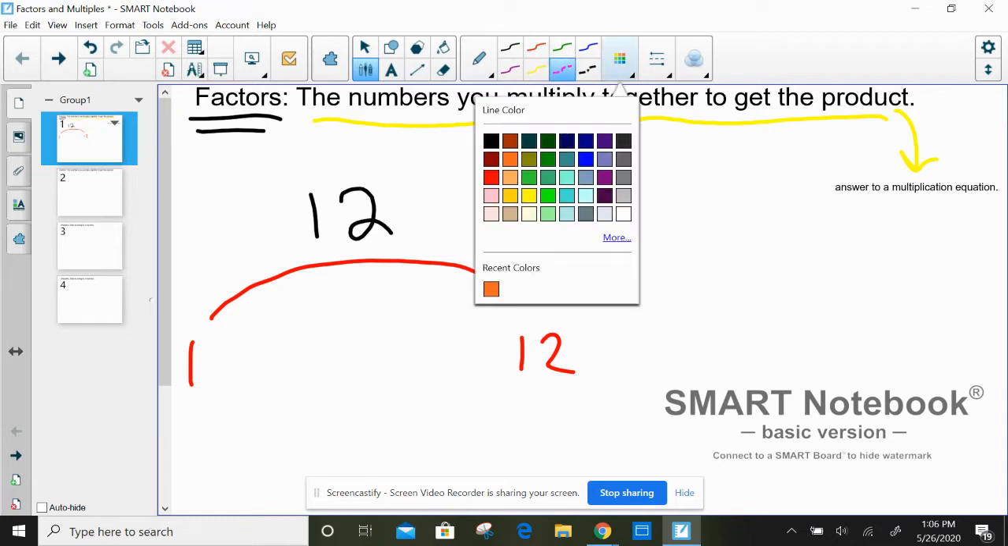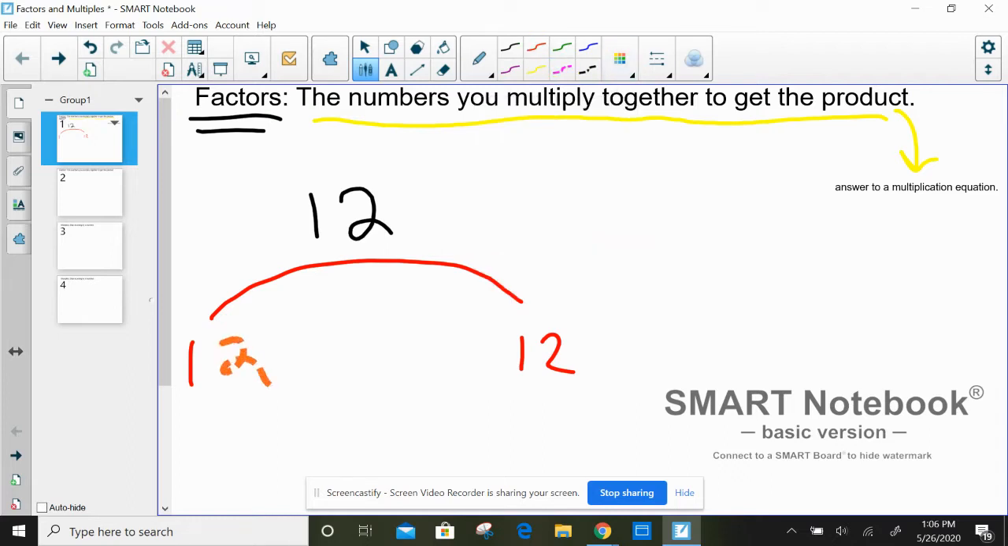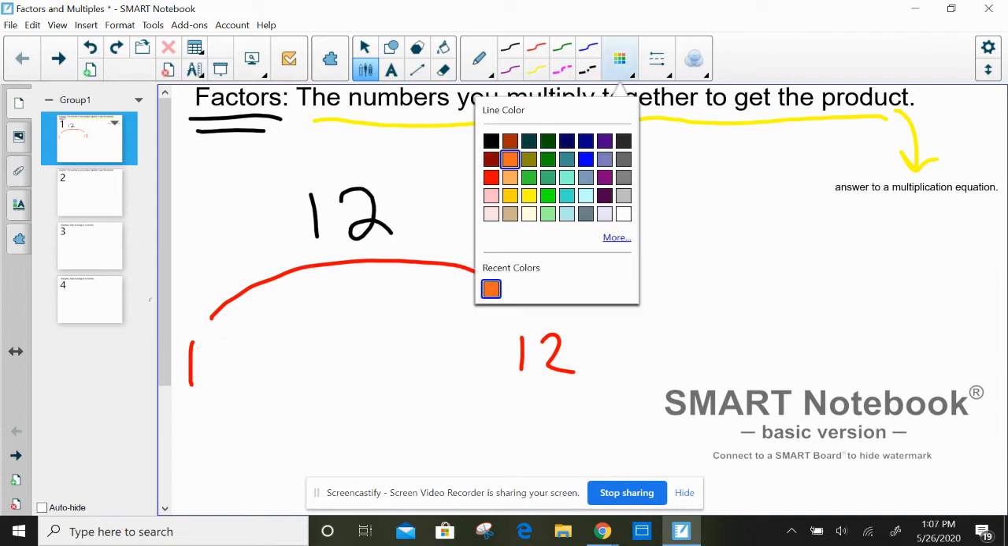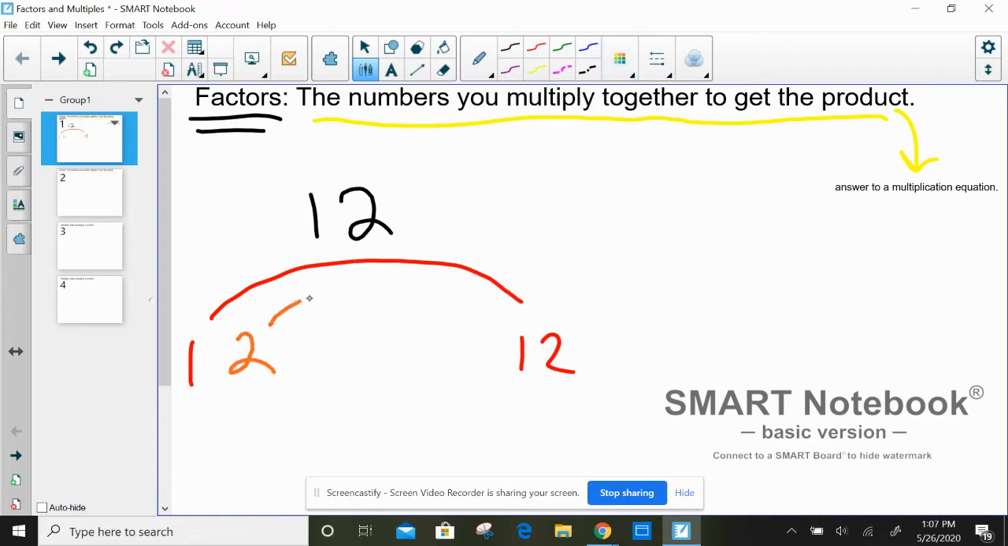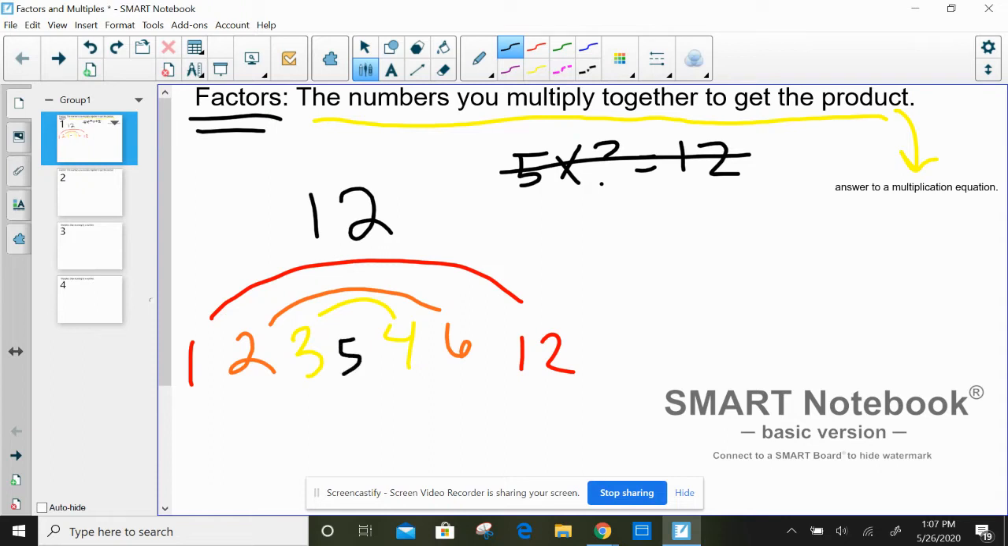So you're going to go to 2. So does 2 times something give me 12? Let's see. Yes, 2 times 6 will give me 12. Now, how about 3? 3 times 4 will give me 12. How about 5? Does anything times 5 give me 12? No. So 5's not going to go down here. We're not going to put it down there because it's not one of the factors. What about 6? Oh, we already have 6. We already have 6 here with the 2, so you don't have to write it again.